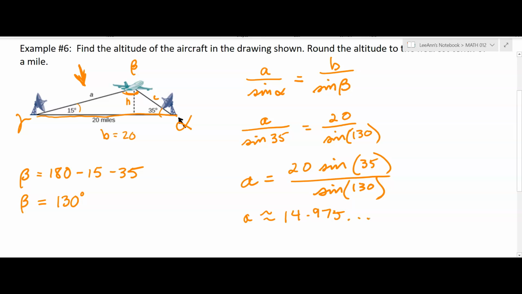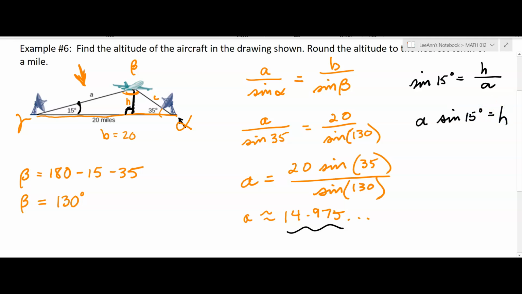Now, A is not the answer. Remember, I'm trying to find H. Okay, so I want to find this height here. So think about what you know. This is a right triangle here. And so that height is opposite this 15 degrees. So if I say the sine of 15 degrees would equal the opposite, H, over A. And A I have in my calculator. So H is going to equal A sine 15 degrees.